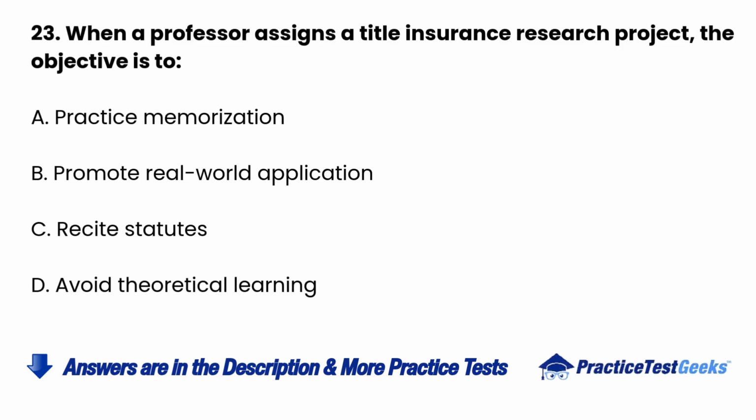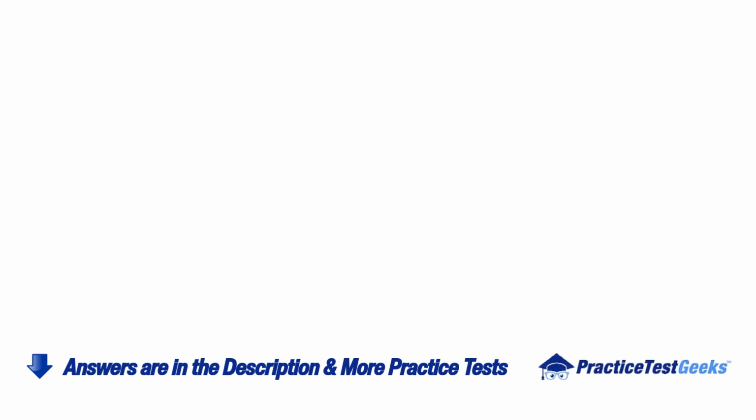23. When a professor assigns a title insurance research project, the objective is to A. Practice memorization. B. Promote real-world application. C. Recite statutes. D. Avoid theoretical learning.